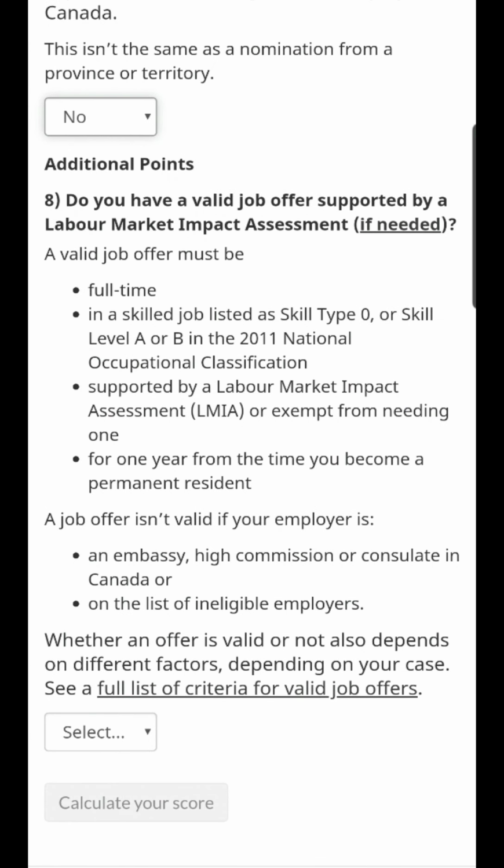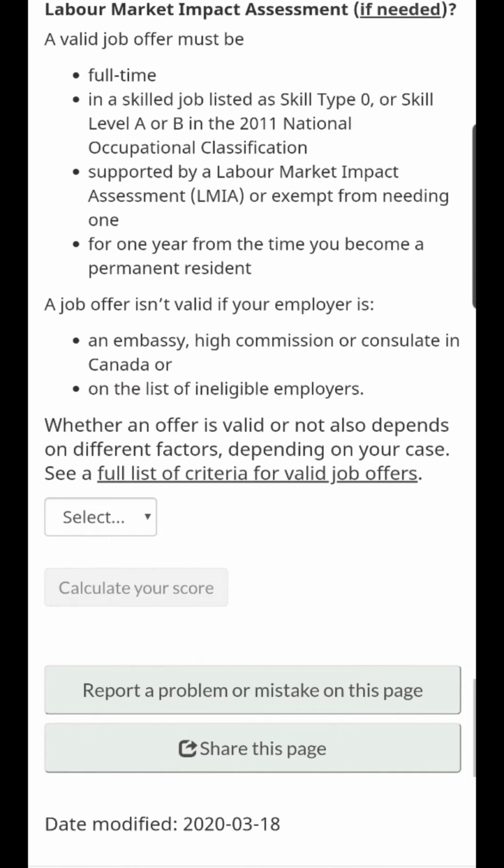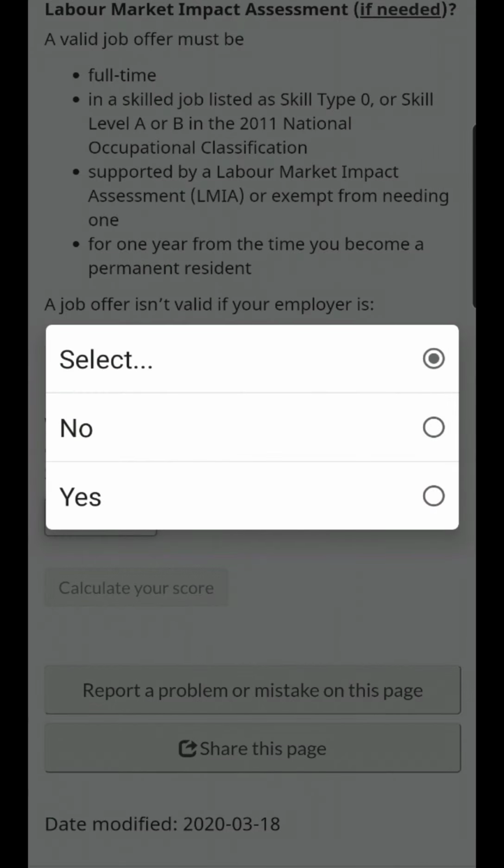Then comes the section for additional points. Eighth question. Do you have a valid job offer supported by a labor market impact assessment? If you have any job offer from Canada, you can give the details. Otherwise, you can select no.